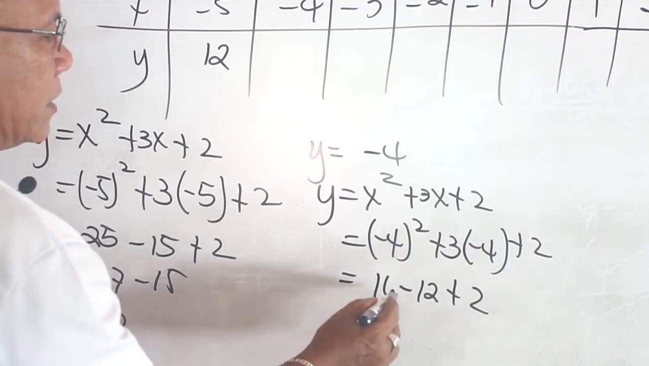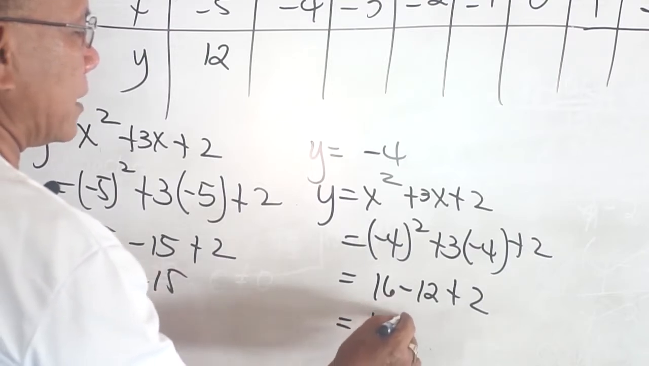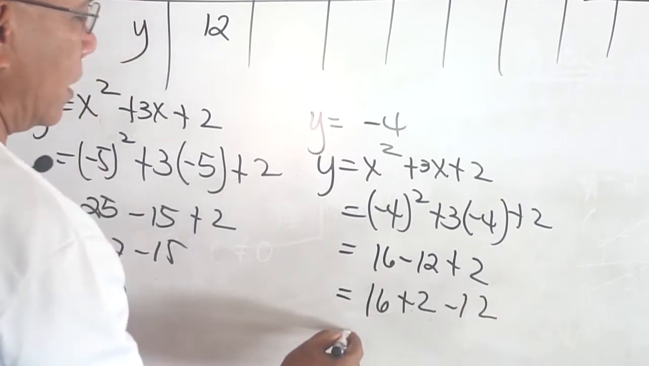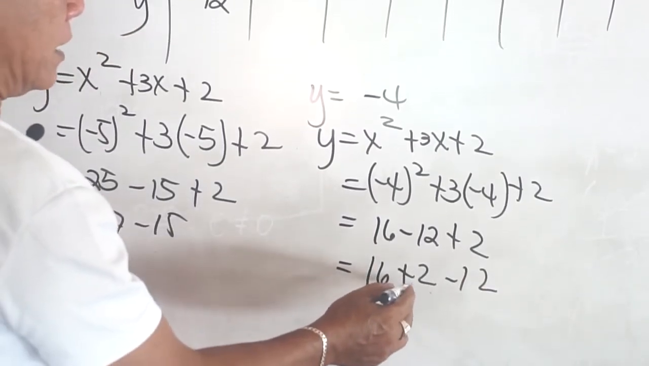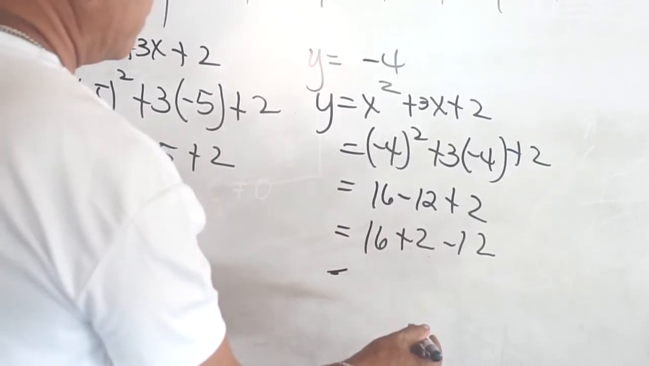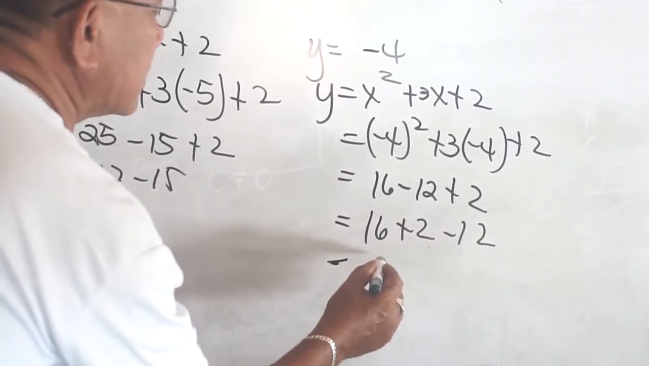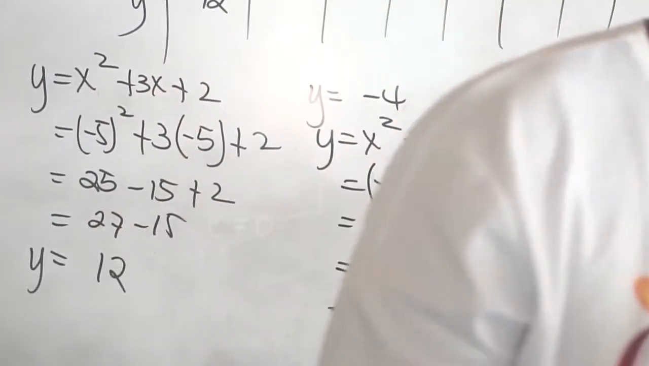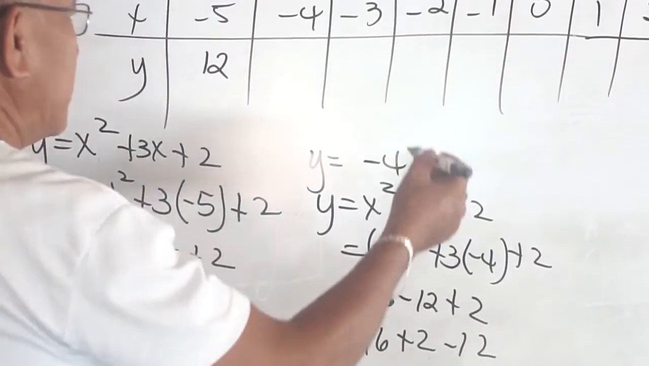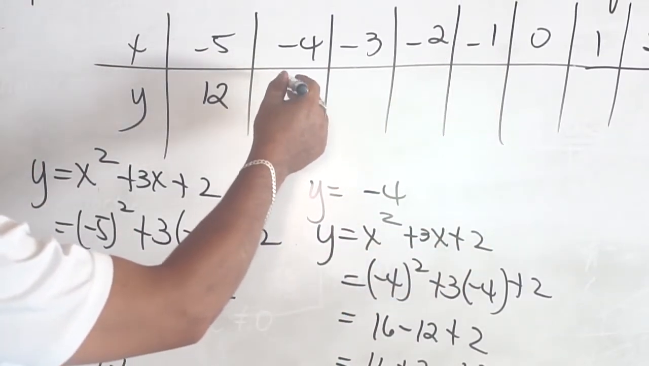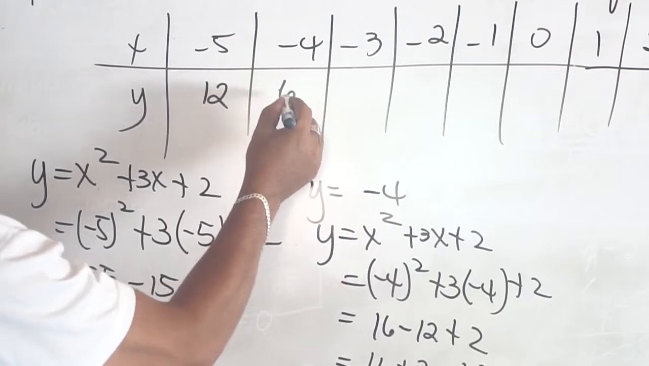Then add. So we have 16 plus 2, then minus 12. Okay, 16 plus 2 is 18. 18 minus 12 is 6. Okay, so we have the ordered pair negative 4 and positive 6.